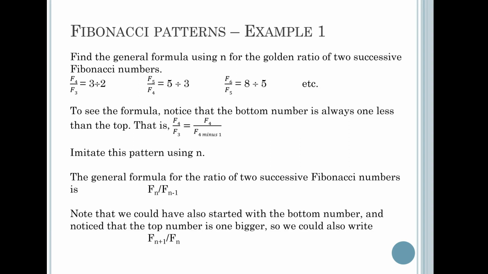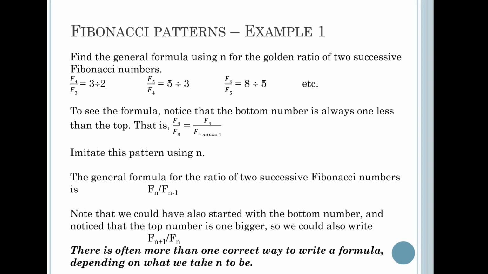We could have also started with the bottom number as our N, and then the top number is 1 more. If that makes no sense to you, don't worry about it. All I'm doing is saying that there's often going to be more than one correct way to write a formula, depending on what we take N to be. If you got it one way, that's fine, though. You don't have to write all the possible ways.